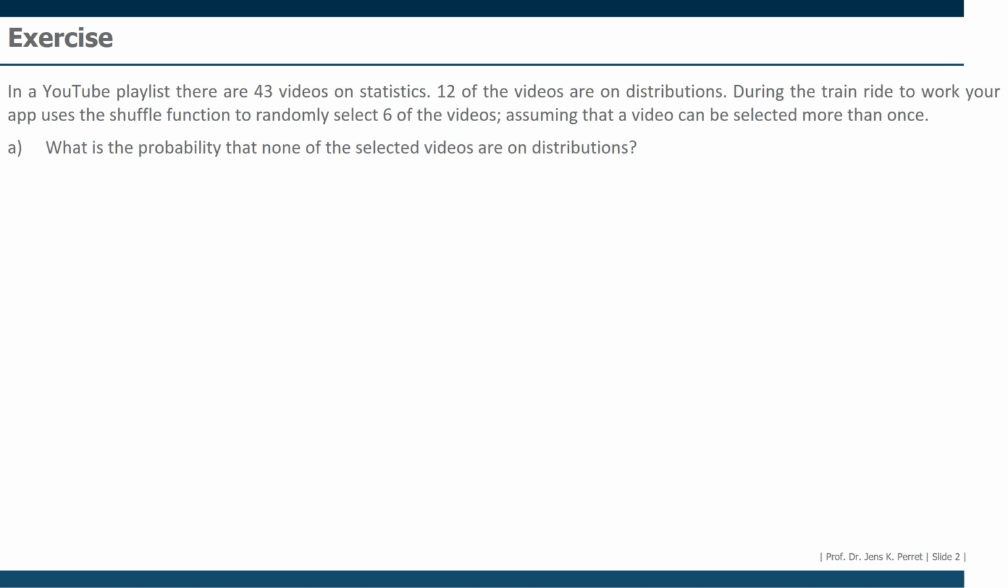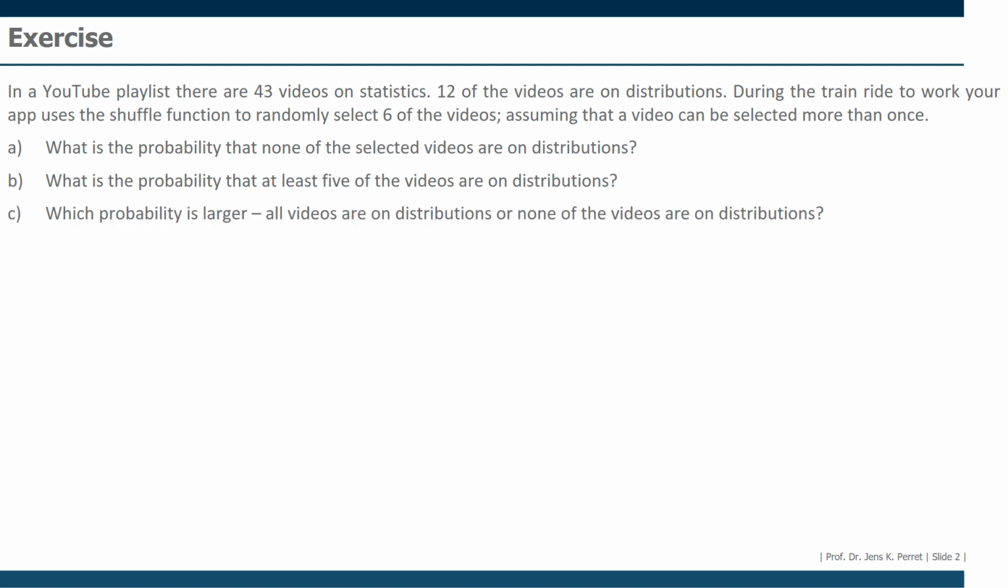The first one: what is the probability that none of the selected videos is on distributions? Second, what is the probability that at least 5 of the videos are on distributions? And finally, which probability is larger: all videos are on distributions or none of the videos are on distributions?